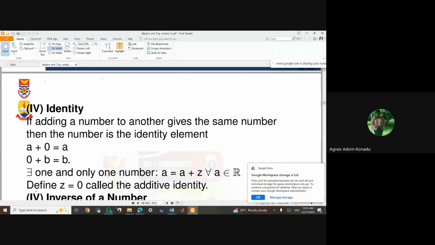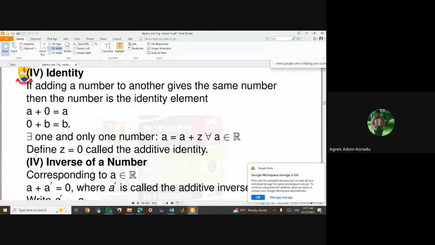So there exists, please, when you see this symbol, we call it there exists. So there exists one and only one number Z such that A plus Z is equal to A, for all A in R. So that number Z, I'm calling 0. So define Z to be equal to 0, and we call it the additive identity. That number that when we add to any number, we get the number itself is the additive identity.